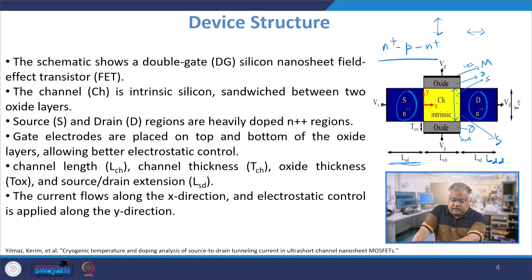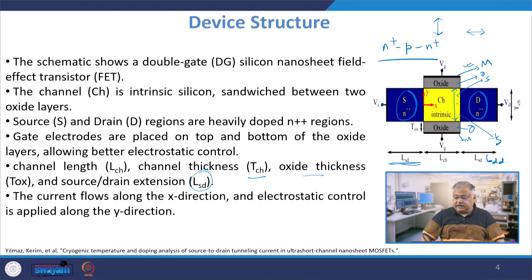Gate electrodes are always at the top and bottom, and therefore now the channel is surrounded on the two sides, and therefore there is relatively better control as compared to a bulk MOSFET. The channel length is referred to as LCH, the channel thickness is TCH, the oxide thickness is TOX, and the source drain extension region on both the source and drain side is referred to as LSD.